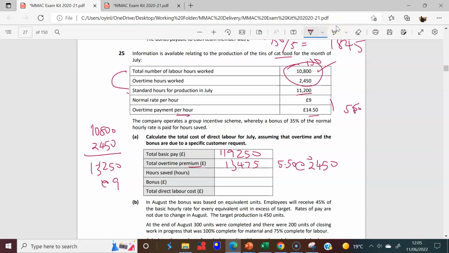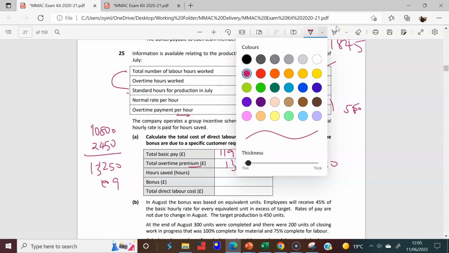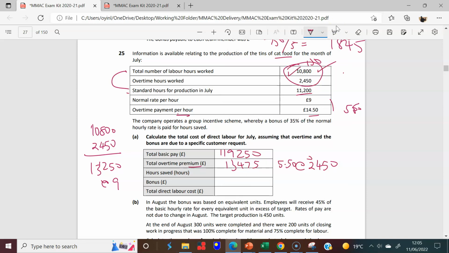Then when it talks about the hours saved, it's saying, look, you were to do 11,200. You did 10,800. Remember, this is a specific assignment. This overtime is not normal. It's not in the normal case. We're comparing total number of labor hours worked with a standard, and so we can see a difference there of 11,200 minus 10,800, taking us to 400. So you have a 400 hours saving. 400 hours saved, and it says that you pay these people at 35% of the normal rate. So you have 400 times 0.35 times 9, which is 1,260.